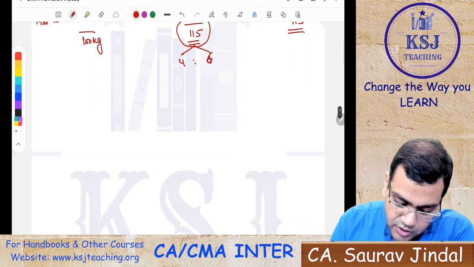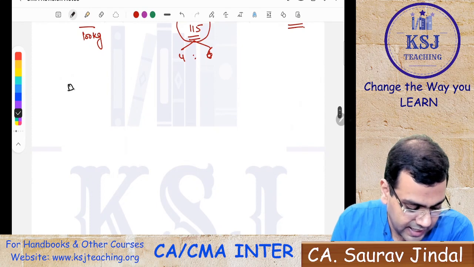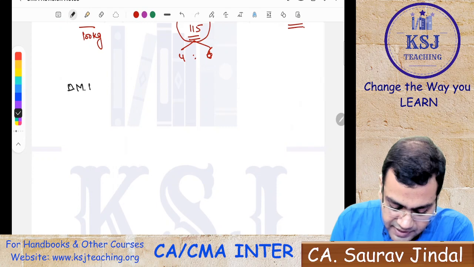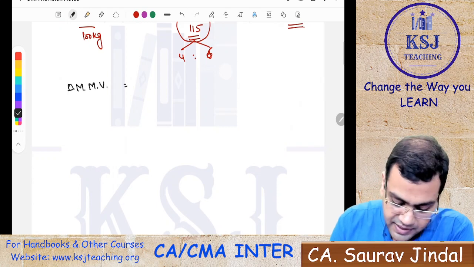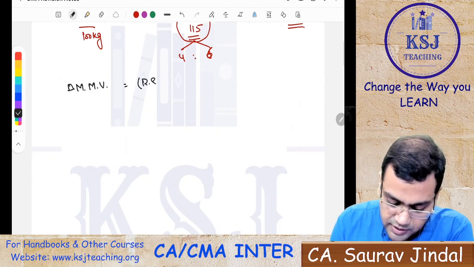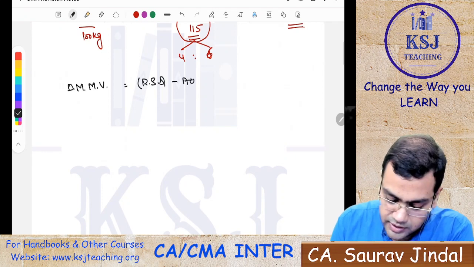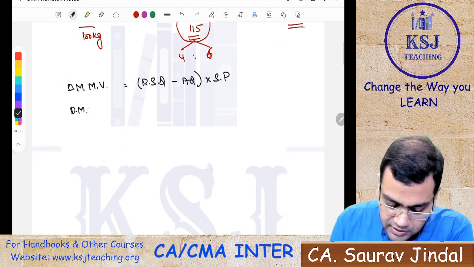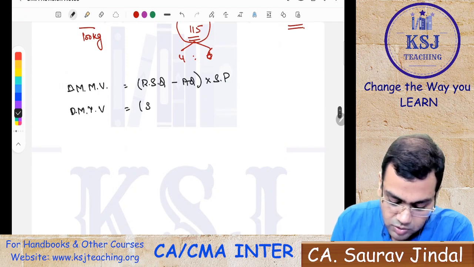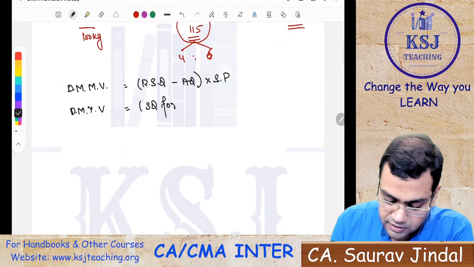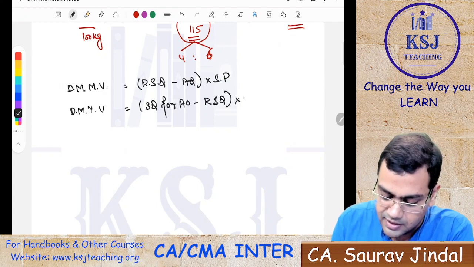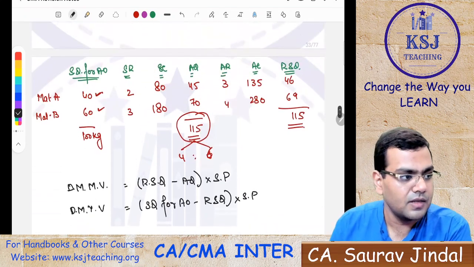Now from here you can calculate two more variances. From here you will be able to calculate direct material mix variance. Direct material mix variance is revised standard quantity minus actual quantity multiplied by standard price, and direct material yield variance, that is standard quantity for actual output minus revised standard quantity multiplied by standard price, right?